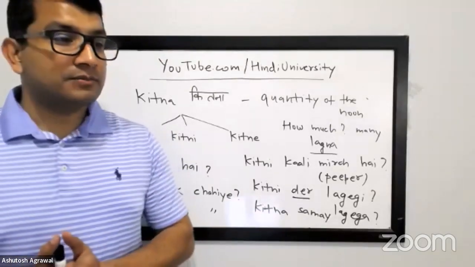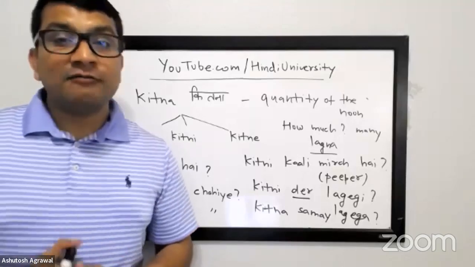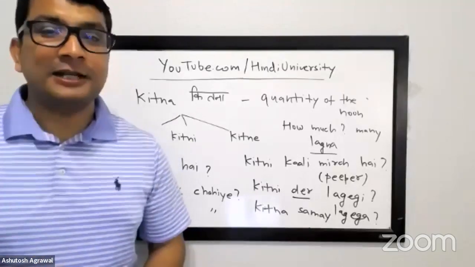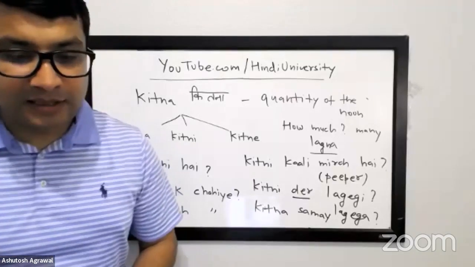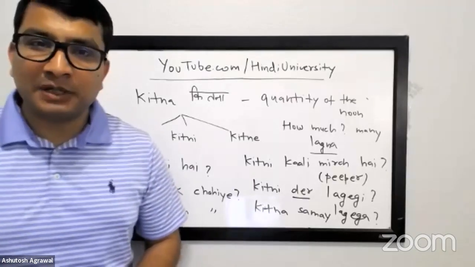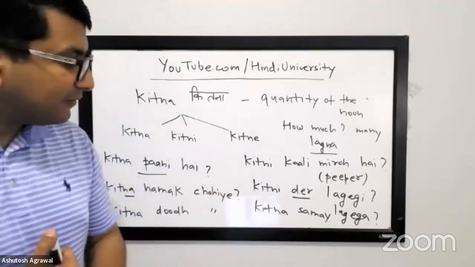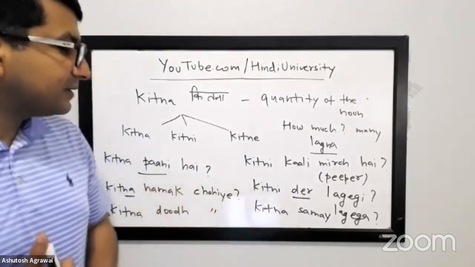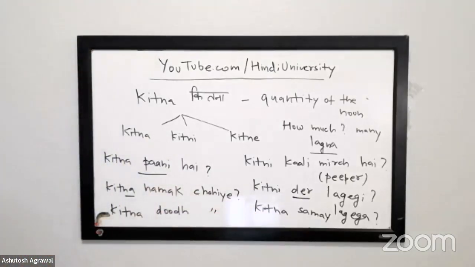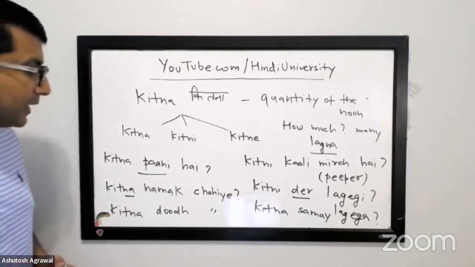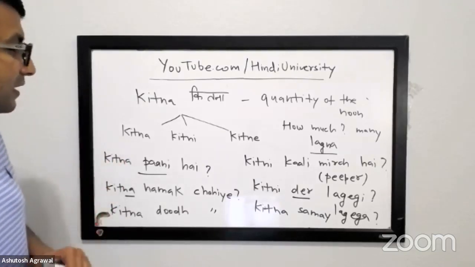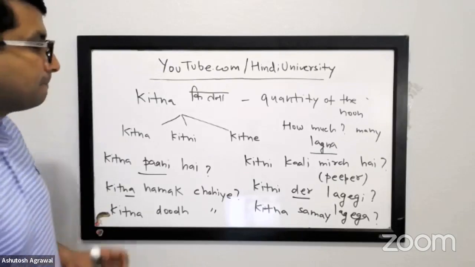Or Varanasi, which is a place in India, Varanasi पहुंचने में कितना समय? I think we've done something similar, but we use it in a different way. But there you go, right? कितना समय लगेगा? वाराणसी पहुंचने में कितना समय लगेगा? Okay. Any more examples of kitna, kitni, and kitne?